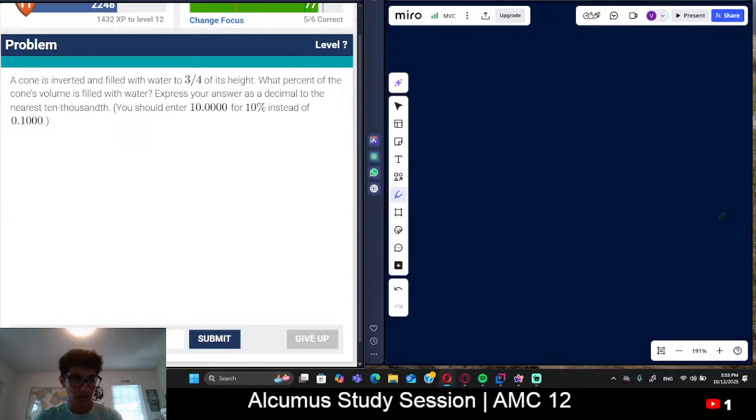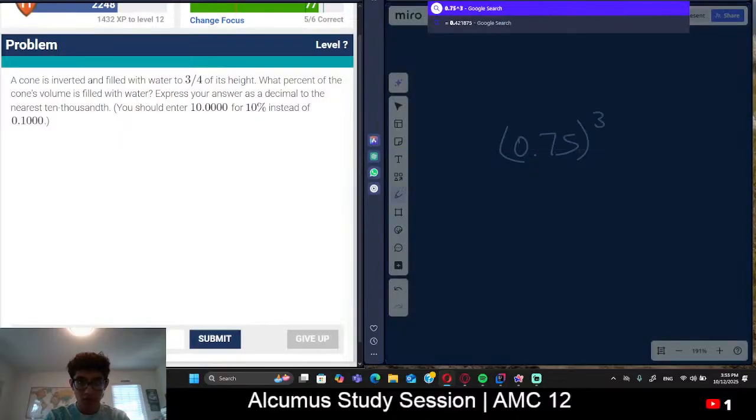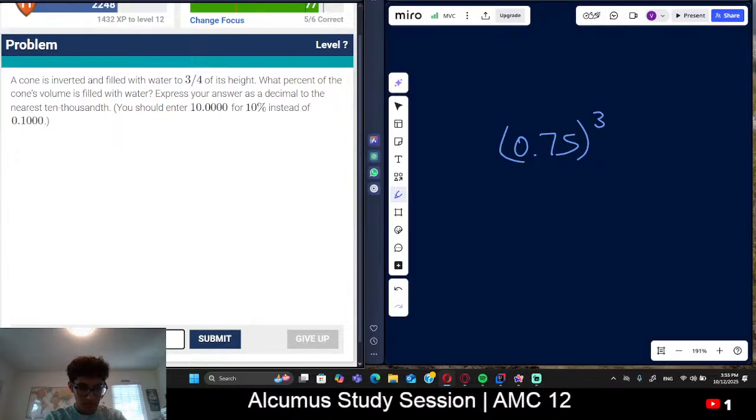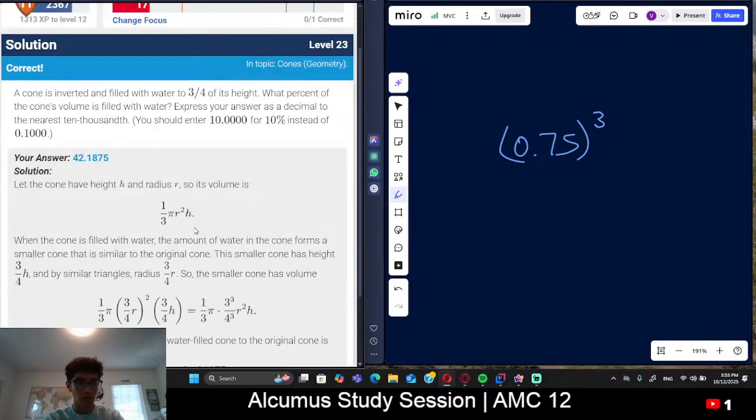Okay, this one should be very easy, I think, because you're basically taking a cone that's 3/4 as much. So that's 0.75. The volume will be cubed. And what is this? I want to use a calculator for this, I think. Okay, wait, what percent? So, well, no, then it's 75 cubed, right? Oh, no, sorry. 0.75 cubed times 100. So that's 42.1875. Yeah, okay, so you just had to cube it.